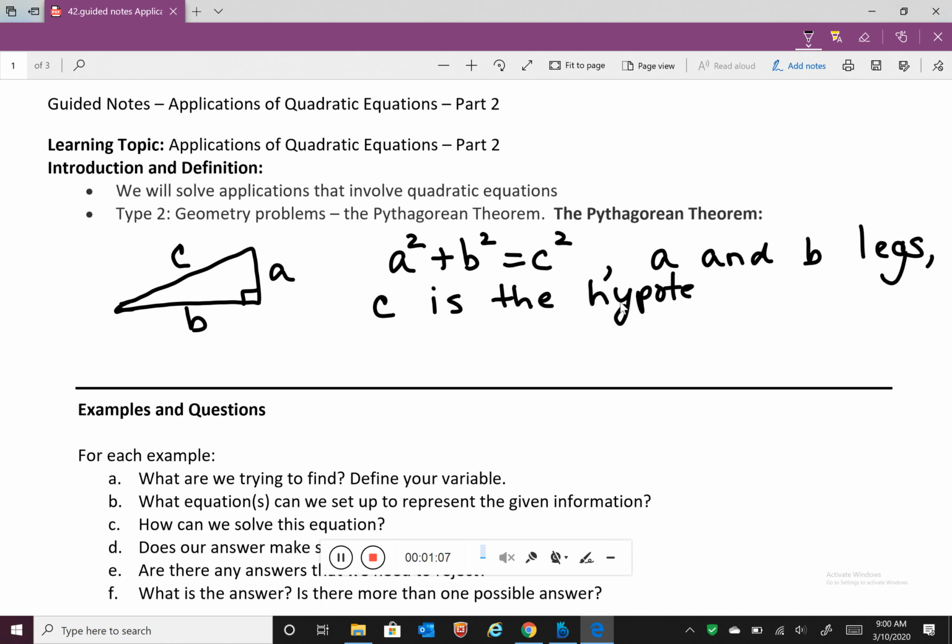And a hypotenuse has two pieces to its definition. It's the side opposite the right angle, and because the right angle is the largest angle, C is also the longest side. And that can be very helpful when you're double checking to make sure that you have found the correct side.